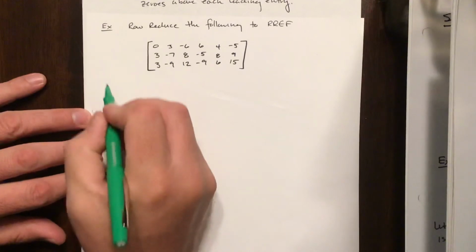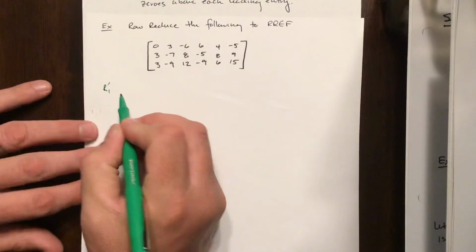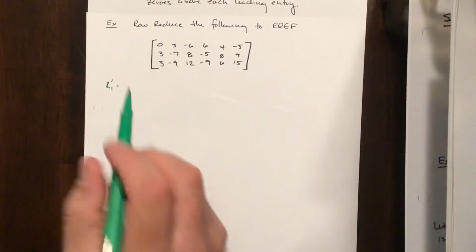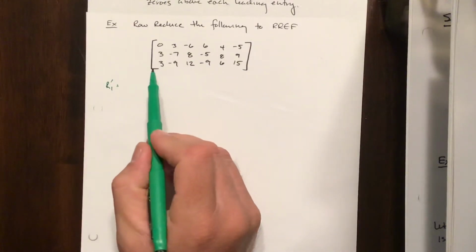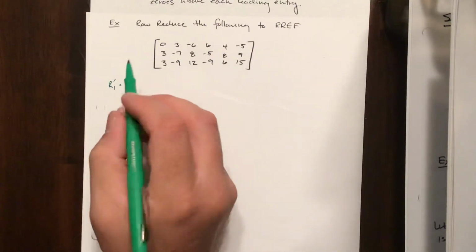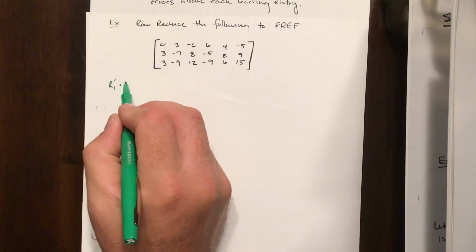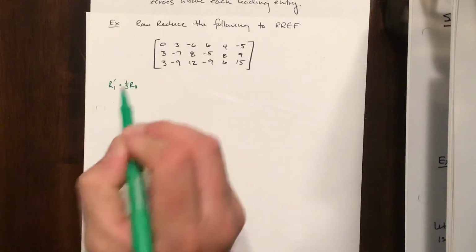First, I'm going to state the operation I'm going to do. So I'm going to say the new row 1 prime is going to be, well, I need a 1 in the top left-hand corner, or at least I'm going to try to put a 1 in the top left-hand corner. How do I do that? Well, I notice here that each of these entries is a multiple of 3. So I'm going to say let row 1 prime equal 1/3 times the old row 3.